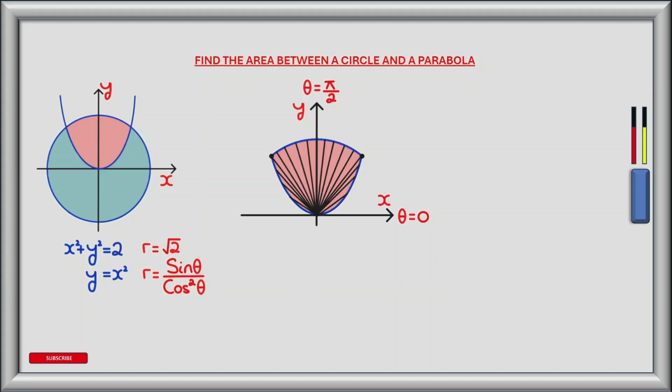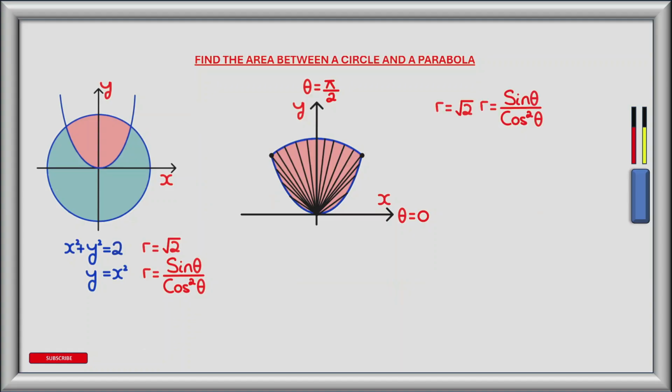In this exercise, the area shown in red is symmetrical about the y-axis. We can use this fact and calculate the area between theta = 0 and theta = π/2 radians and double the result to get the total area. To find the angle of theta between 0 and π/2 radians where the circle intersects with the parabola, we can equate the polar equations. So we have r = √2 and r = sinθ / cos²θ.